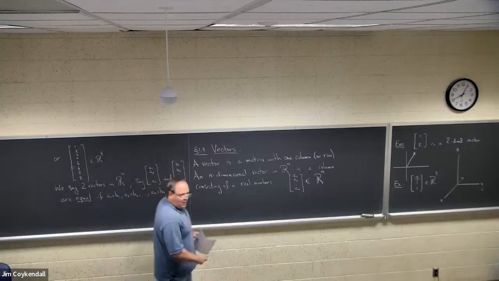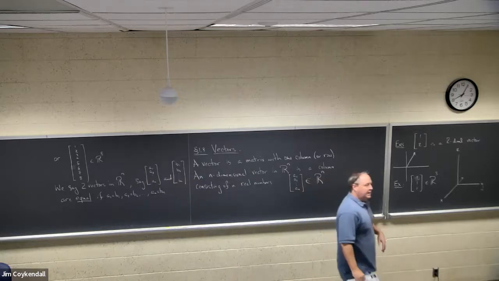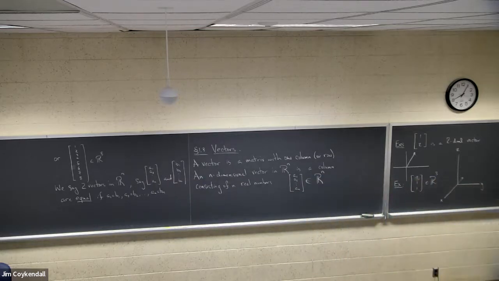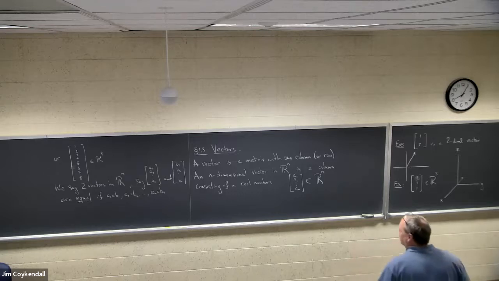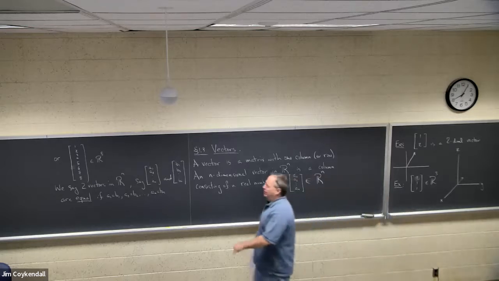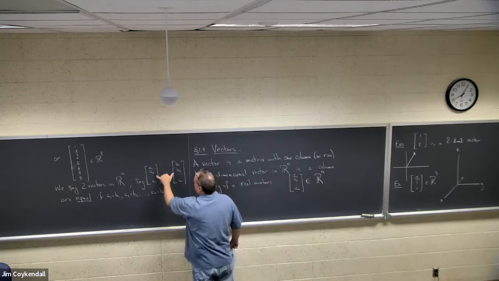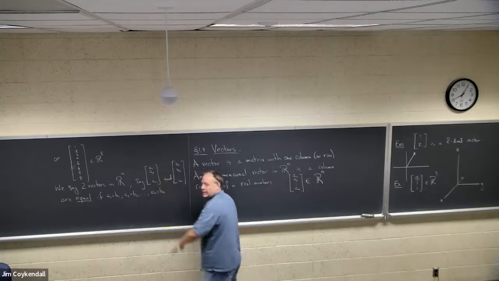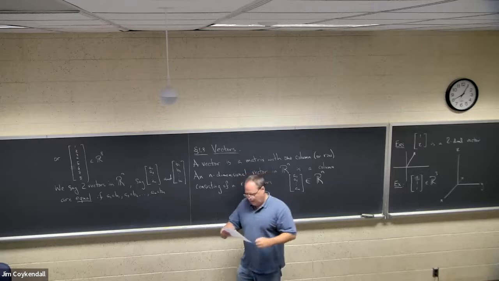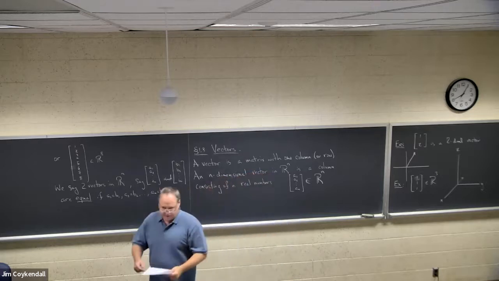Okay, so what does it mean for two vectors to be equal? Well, it means, first of all, they're the same size, so the columns are the same size. You can't have something in R2 equaling something in R3. And not only that, everything has to match. So the first coordinate equals the first coordinate, the second coordinate equals the second, and so on. Any questions on this?